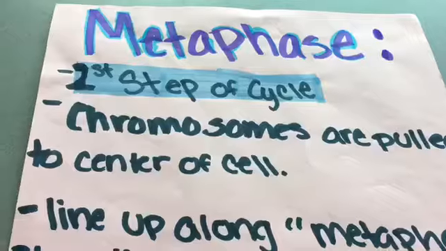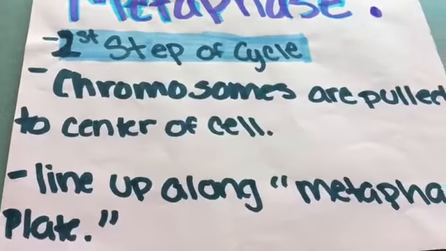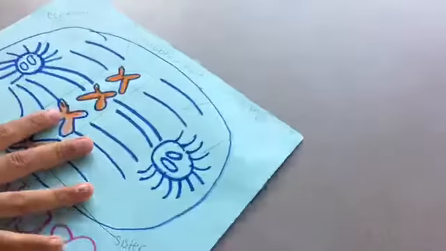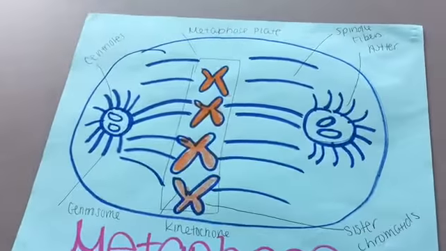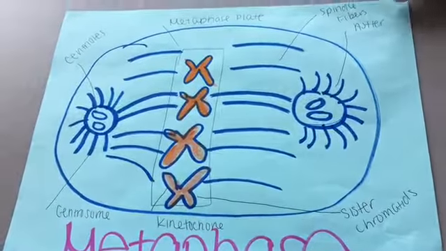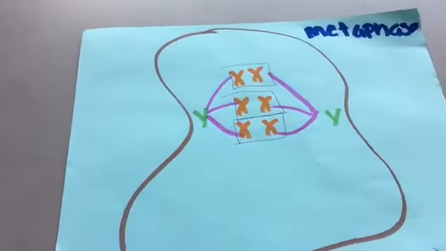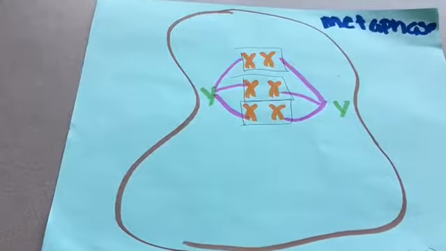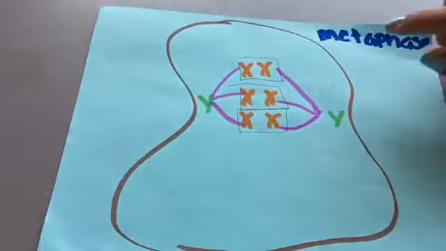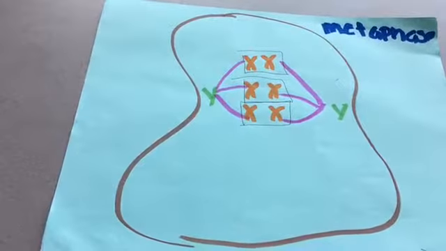This is the metaphase. It is the second step of the cycle. The chromosomes are pulled to the center of the cell and they line up along the metaphase plate. This is the metaphase plate and what happens in mitosis. The nucleus is not there anymore. They live on opposite sides of each other. Here's what happens in metaphase in meiosis. They're still in homologous pairs, and they're in the middle and not in a single line as in mitosis.